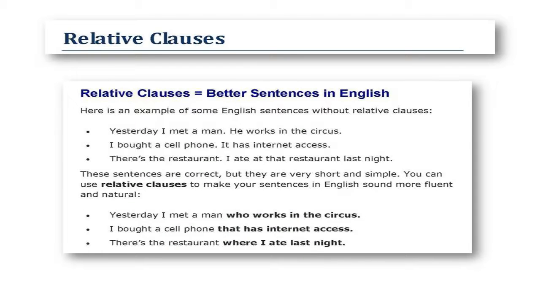Relative clauses make better sentences in English. Here is an example of some English sentences without relative clauses. Yesterday I met a man. He works in the circus. I bought a cell phone. It has internet access. There's the restaurant. I ate at that restaurant last night. These sentences are correct, but they are very short and simple. You can use relative clauses to make your sentences in English sound more fluent and natural.